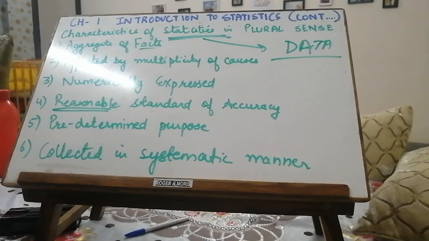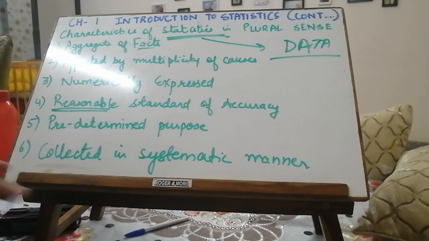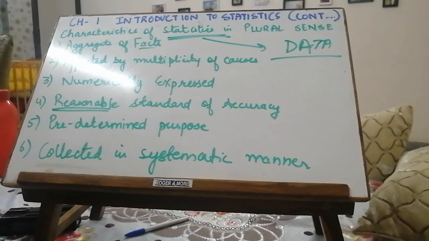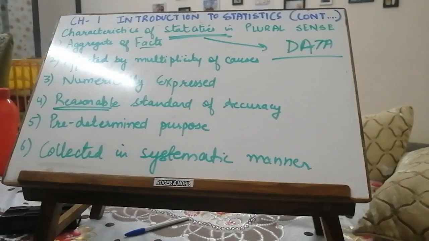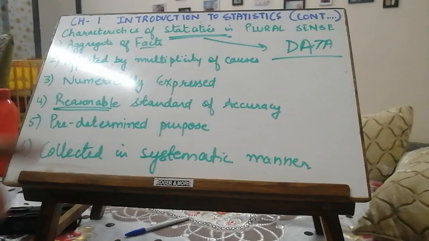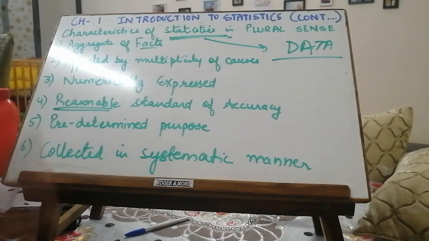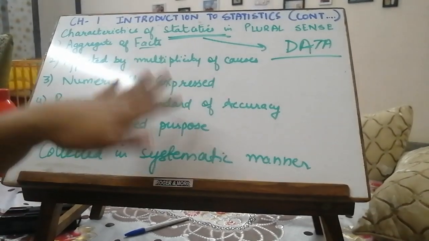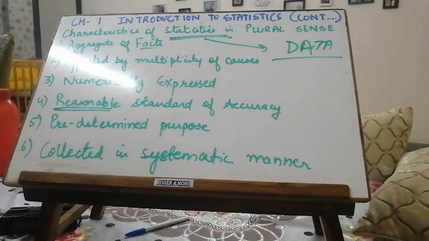So reasonable standard means, in acceptable statistical analysis, whenever we do an analysis and bring an answer, we get a result which is in majority cases acceptable. So that's the reasonable standard of accuracy of your data.